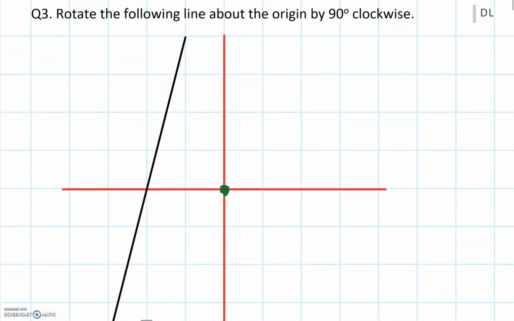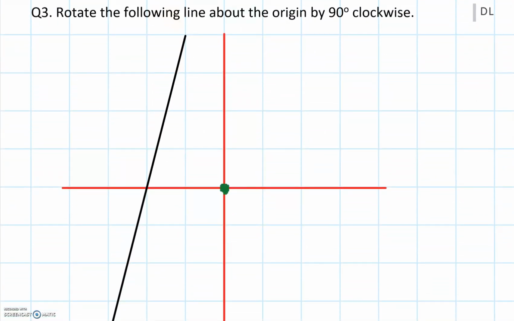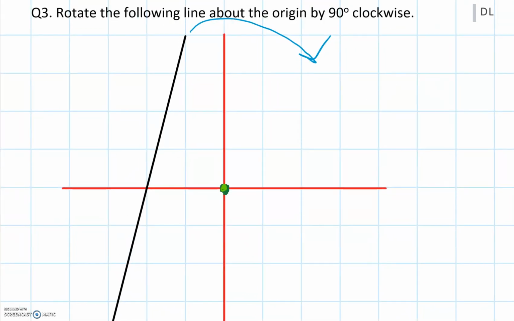And here's our last question where we're actually going to be told, rotate the following line about the origin. So first of all, you have to remember the origin is the center point. Rotate around the origin by 90 degrees clockwise. So clocks go this way, right? So we're going to try to rotate it this way around our origin. Okay, so that's good. Let's see if we can get a line going here.